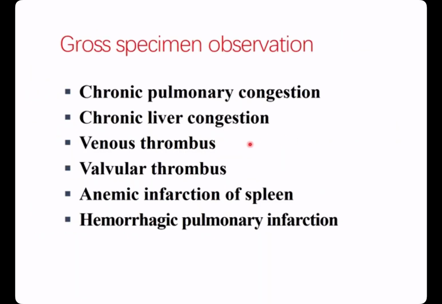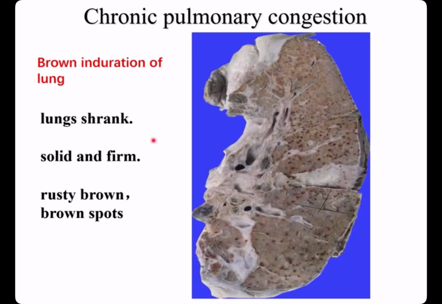Now, let's observe gross specimens. This is chronic pulmonary congestion. We call it brown induration of the lung. See the next picture. The volume of the lung is reduced, and the capsule shrank. The sponge-like appearance disappeared and became solid and firm. The lungs are rusty brown. Many heart failure cells aggregate to form visible brown spots.